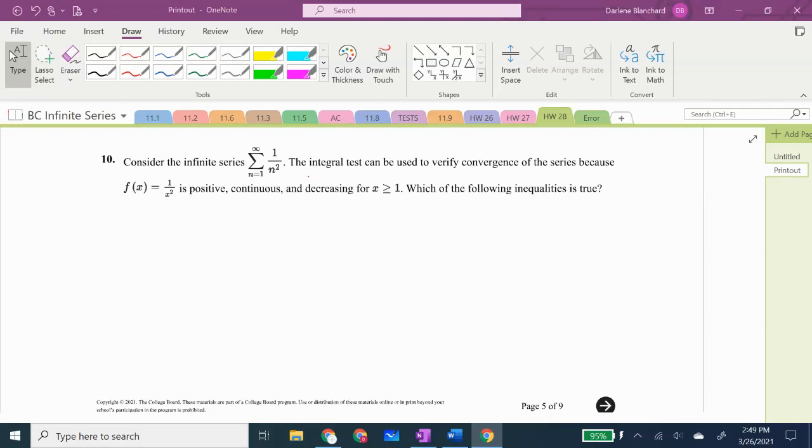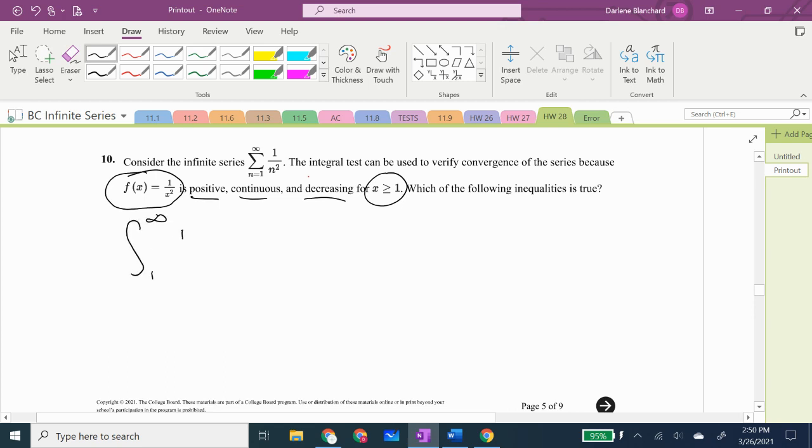Okay, this one is especially challenging. And if we are dealing with the integral test, then we have to have a series where the function I am using for the integral is positive, continuous, and decreasing, and it is. And so I'm going to be looking at the integral from 1 to infinity of 1 over x squared dx.